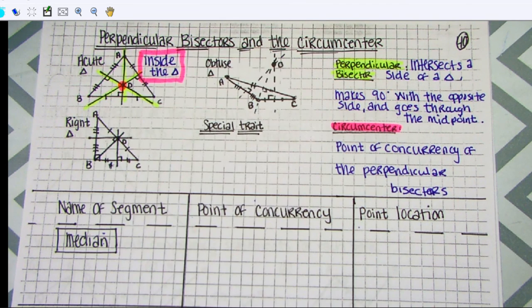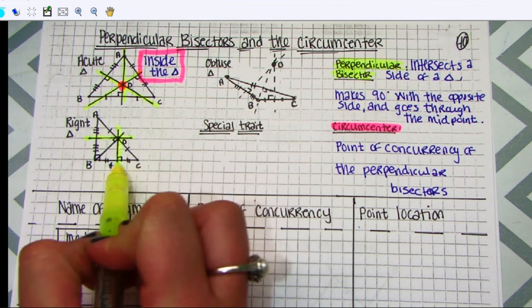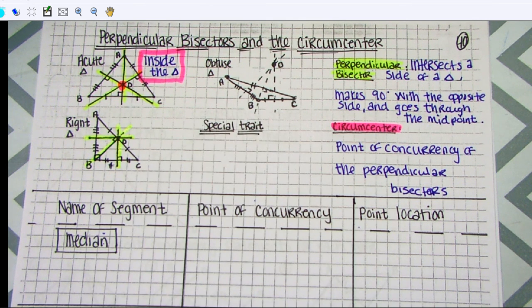Any acute triangle, it's always inside. If the triangle is a right triangle, it's going to be on the hypotenuse. So the point of concurrency, the circumcenter, will be located on the hypotenuse if the triangle is right. So if I trace out these segments here, here, and here, notice how they cross on the hypotenuse.